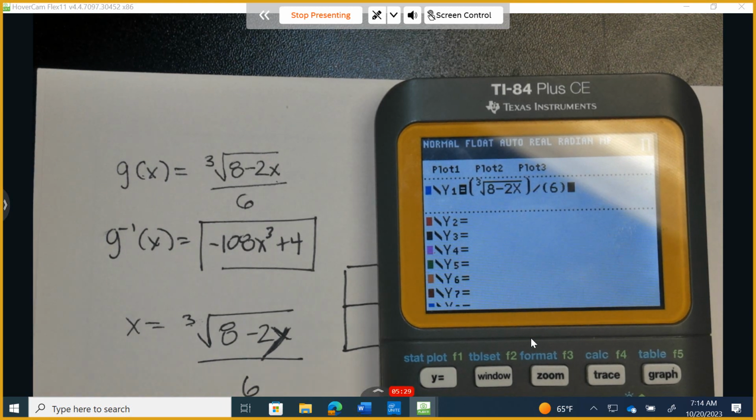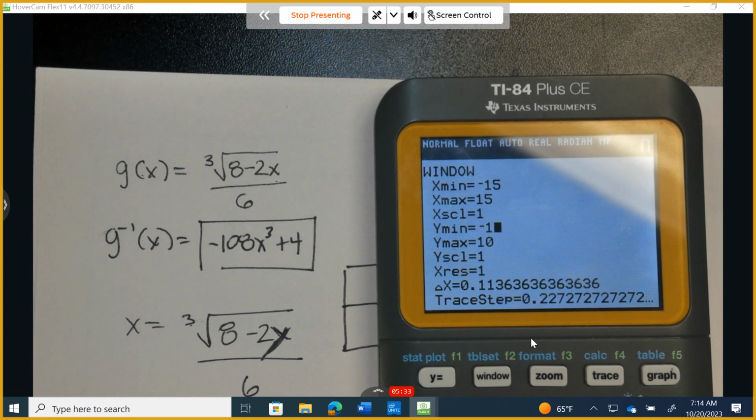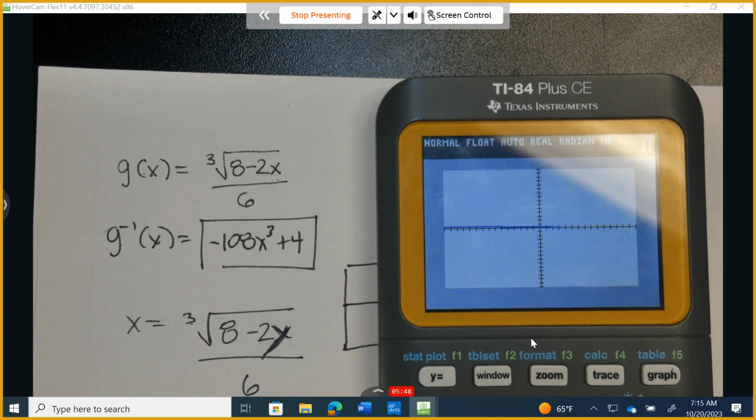Okay, when you're done, I want you to go to Windows, and the direction specifically said have the window from -15 to +15. And then please hit graph. It's really hard to see that. Would you guys agree? Really hard to see that?